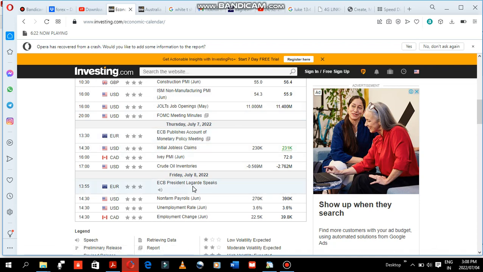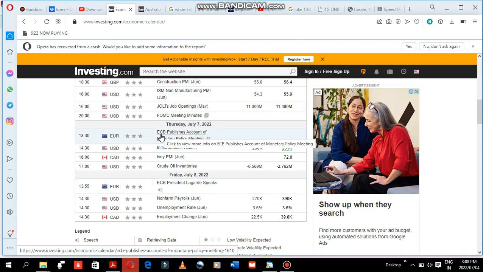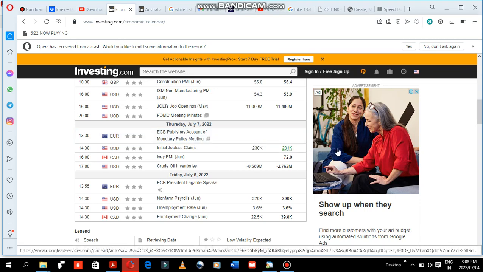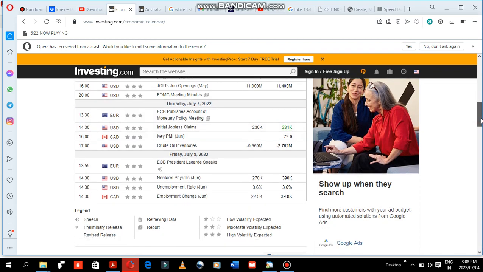The 7th, let's go to the 7th. Let's see. On the 7th also there's nothing interesting tradable. As you can see, the ECB minutes again. We're just gonna consider them for us to predict the next interest rate of the euro. So also on Thursday there's nothing that much important.